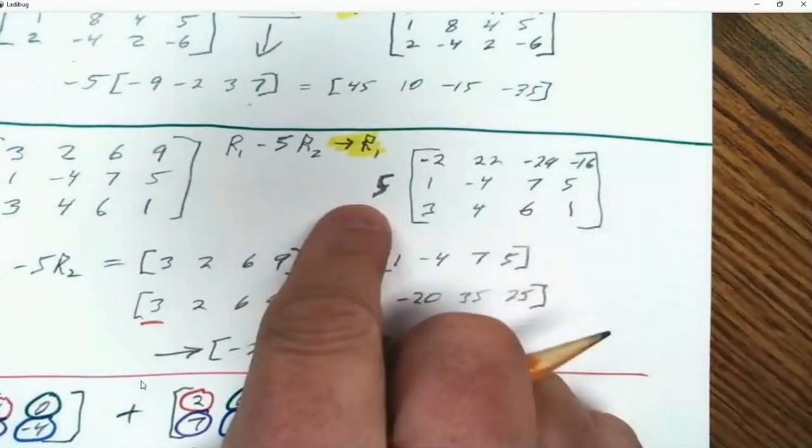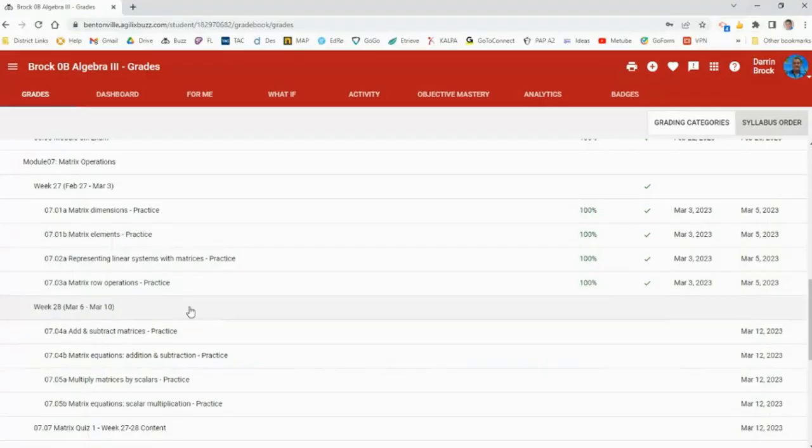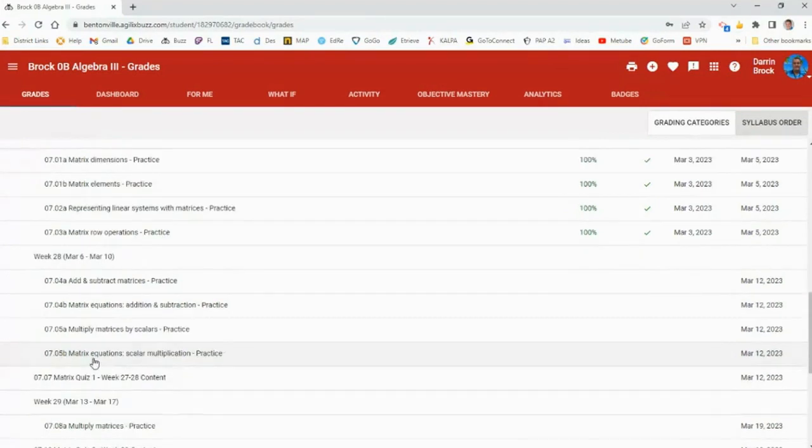Put a 5 out here. That means we multiply everything by 5. Multiplying by a scalar value. So we'll have that, and then matrix equation, scalar multiplication. So that is our assignments this week.